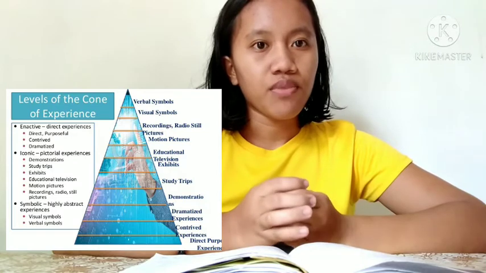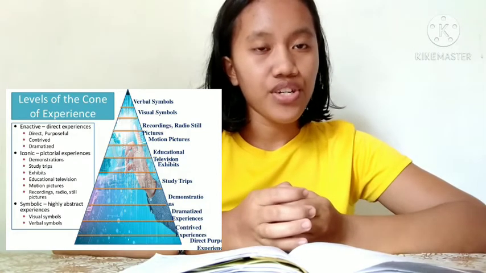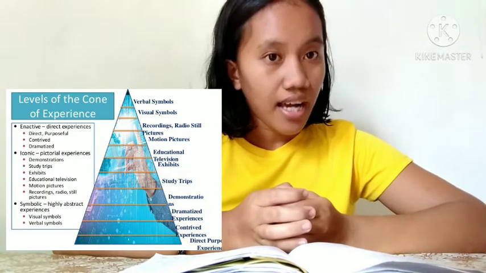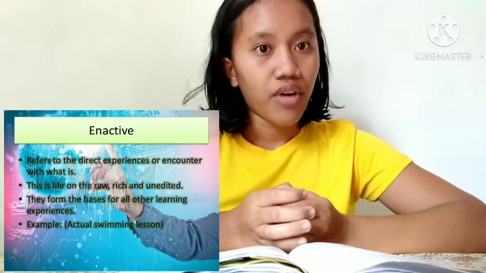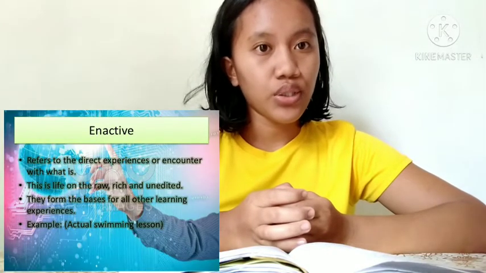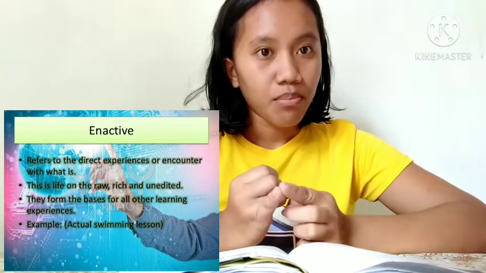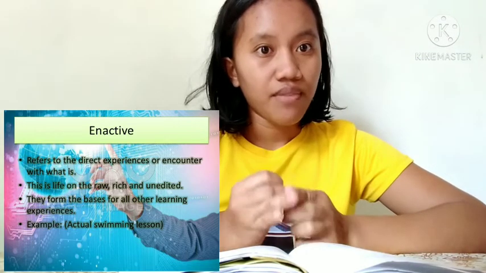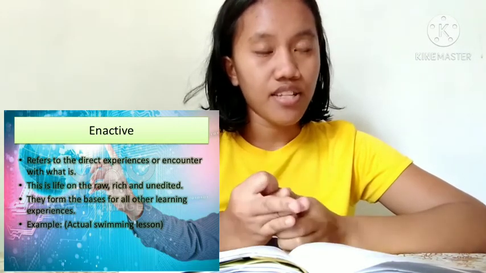In 1960, Edgar Dale theorized that learners retain more information from what they do as opposed to what they hear, what they see, and what they observe. In Dale's cone of experience, we have three levels. First is the enactive, which is what we call the direct experience. So this includes the direct purposeful experience, the contrived experience, and the dramatized experience.